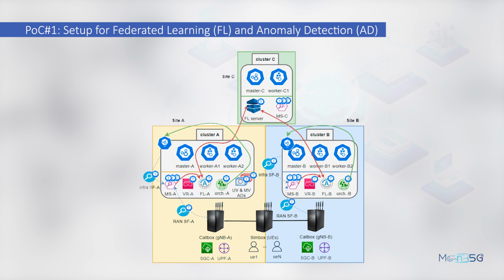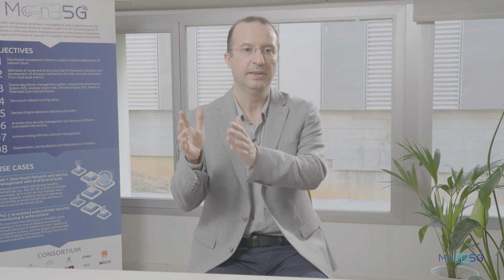Federated learning and anomaly detection proof of concept involves 3 sites, each with a Kubernetes cluster running a monitoring system instance. The first proof of concept leverages highly distributed MonB5G mechanisms, namely monitoring system, analytical engine, decision engine, and actuator, to enable automated zero-touch service management across domains. This proof of concept enables network operators and service providers to avoid network service failures, reduce network resource management time and overhead, and ensure that their end-to-end cross-domain service level agreements are met.